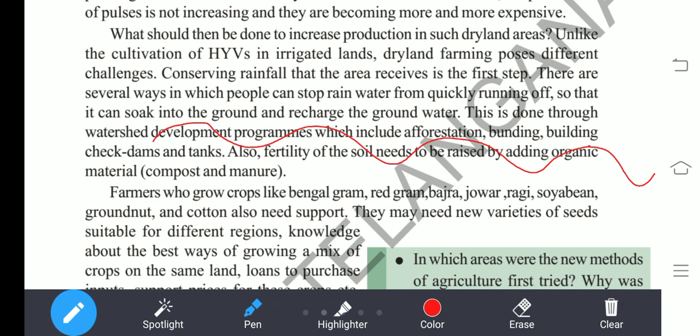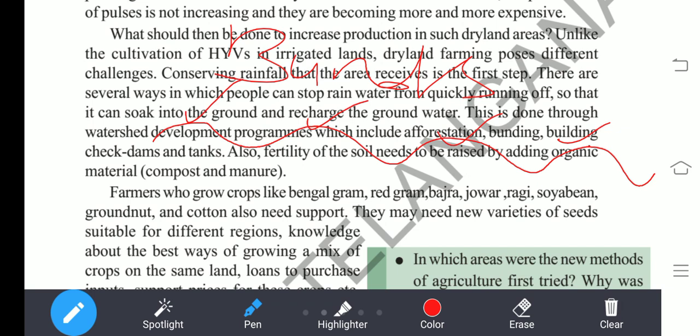Understand? This is one, second, third, fourth. Understand? What we call these are bunds. Understand? So how is the land level there? Is it a flat one? No. Is it a leveled one? No, it is an uneven one.